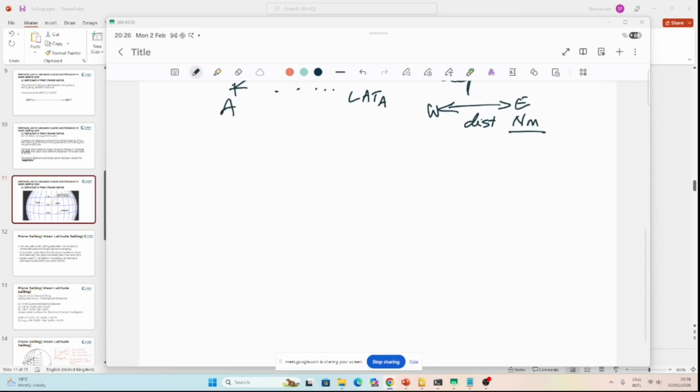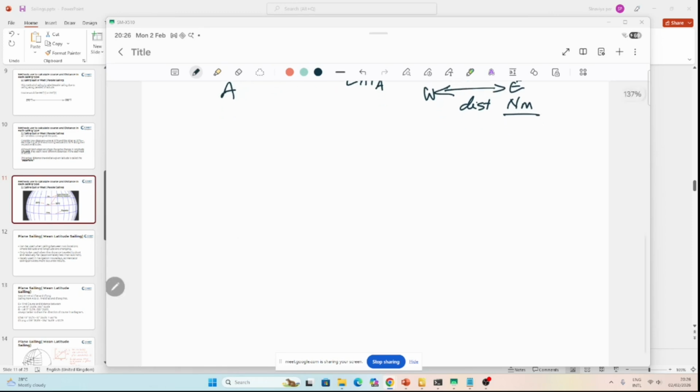So now when it comes to plain sailing, assume that you are moving from this point to this point, A to B.